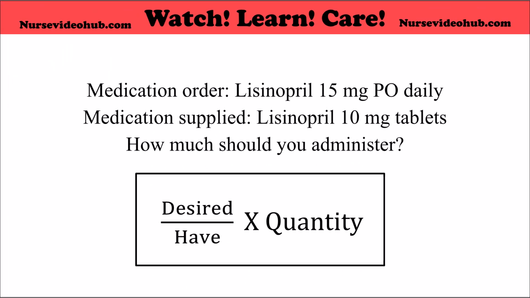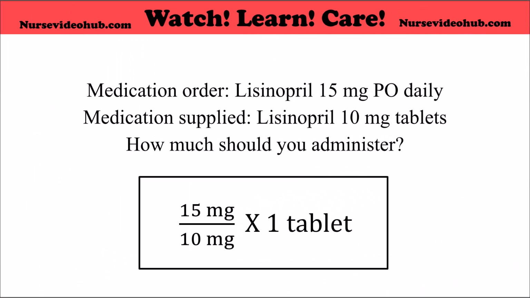Now, let's calculate another order. The medication order is lisinopril, 15 milligrams PO daily. The medication supplied is lisinopril 10 milligram tablets. How much should you administer? The quantity or form of the medication is 1 tablet. Place that in the formula. The desired or prescribed amount is 15 milligrams of lisinopril. Place that number in the formula for the desired dose. The dose you have available is 10 milligrams. Place that in the formula.